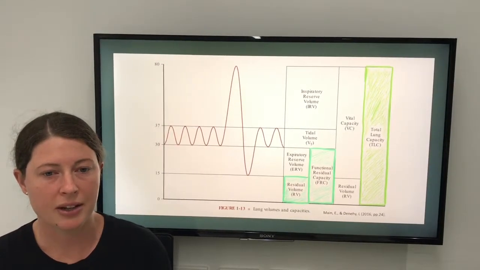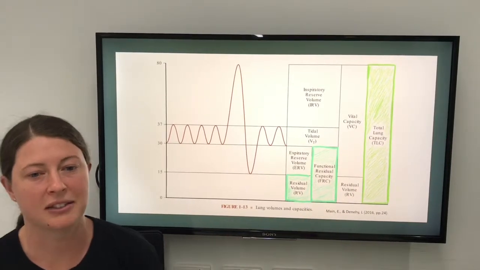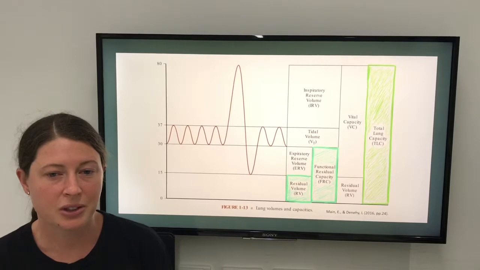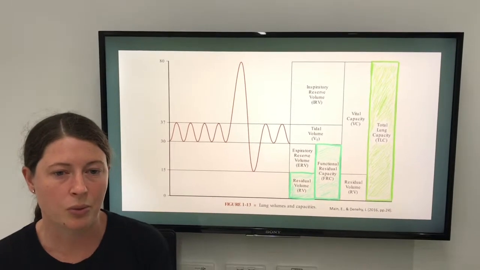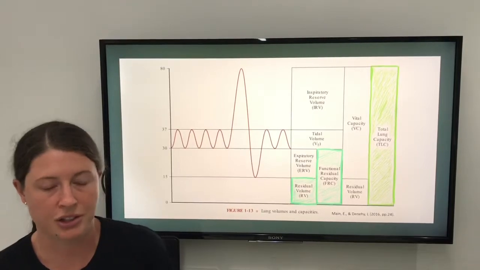In this image, the areas marked in green are the lung volumes most impacted by incentive spirometry. It is important to note that the increases in total lung volume will result in an increase in functional residual capacity, which will aid in the reduction of atelectasis.